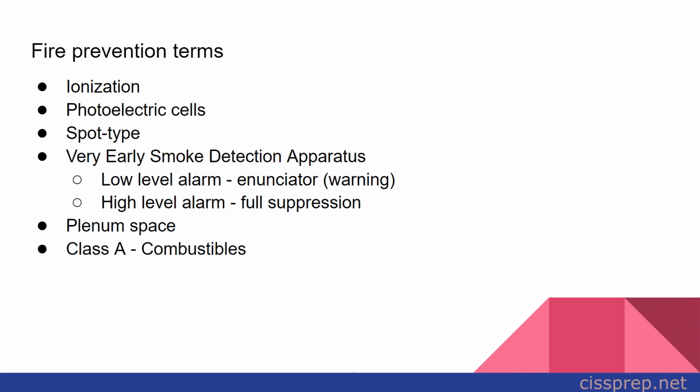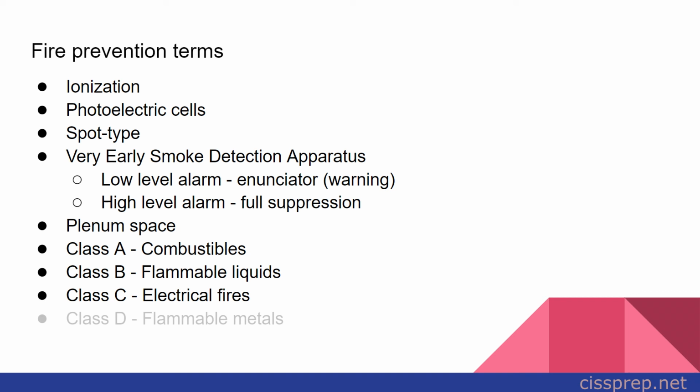These have, I believe, come back into the common body of knowledge. I think they were taken out. I don't remember them in the last main book that I had from ISC². So we have A for combustibles, Class B for flammable liquids, Class C for electrical fires, and Class K for cooking equipment. Sorry, did I skip D for flammable metals?